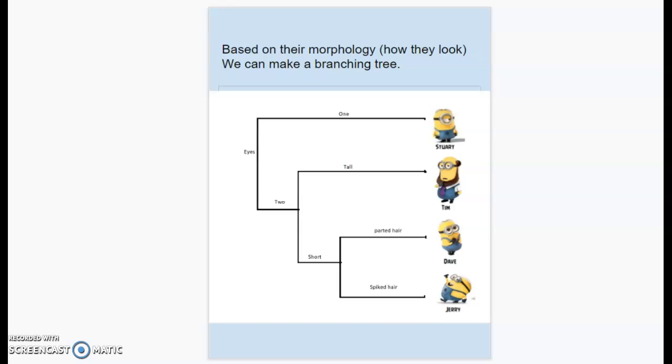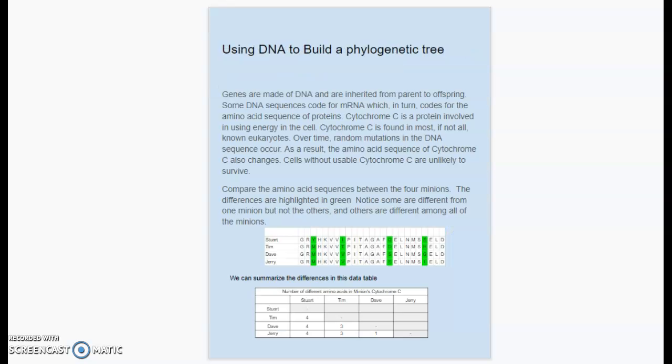We can also look at the minions' DNA if we want. We can look at their enzymes in mitochondria, and we find that there are some differences between Stuart, Tim, Dave, and Jerry. I've highlighted them in green. Stuart is 4 differences from Tim, Dave, and Jerry. Tim is 3 differences from Dave and Jerry. And finally, Dave is 1 difference from Jerry.